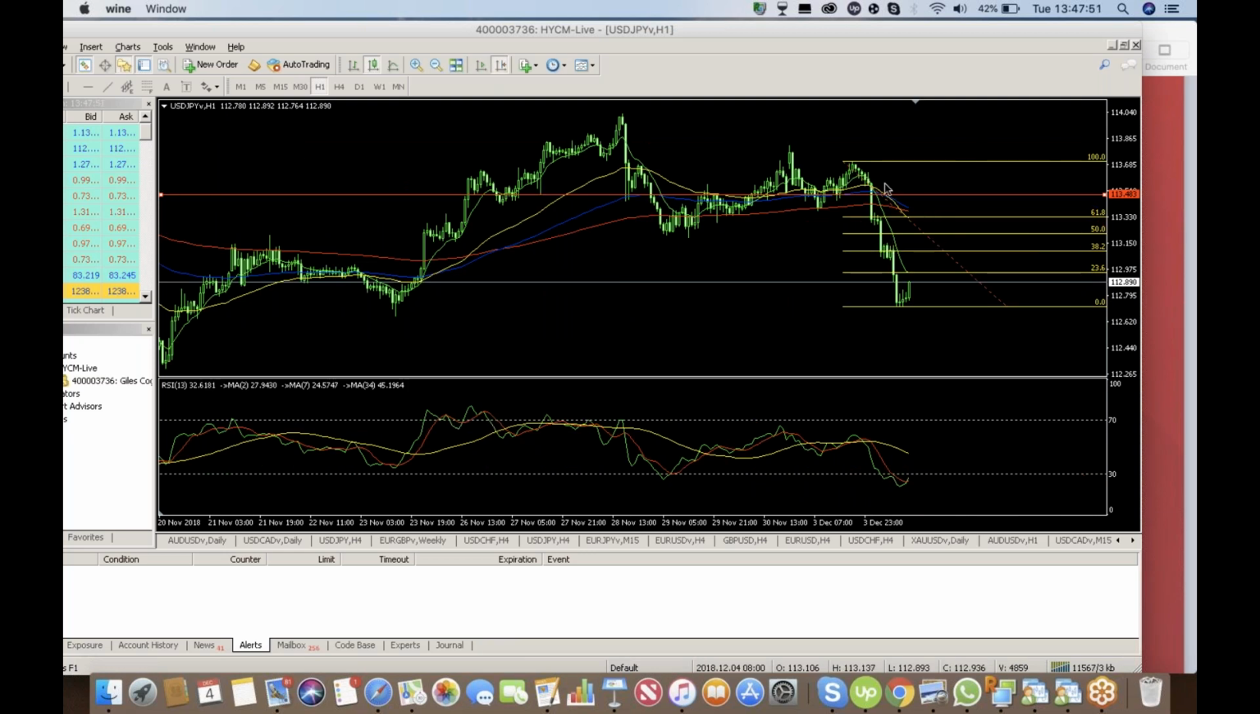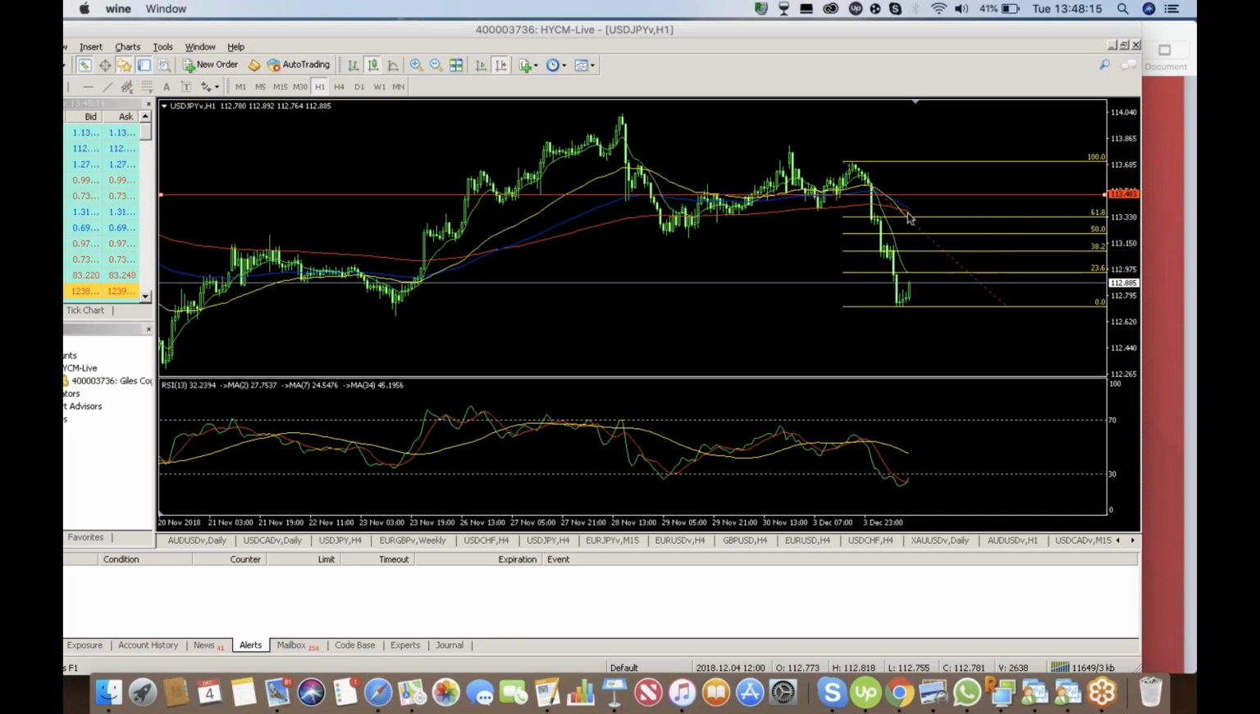I'd also be looking on the hourly chart at the 100 and the 200 exponential moving average as they converge with the 61.8% retracement level. And your stop in this instance, you could have a stop above these highs and you'd be targeting back down to the 23.6 Fibonacci level.